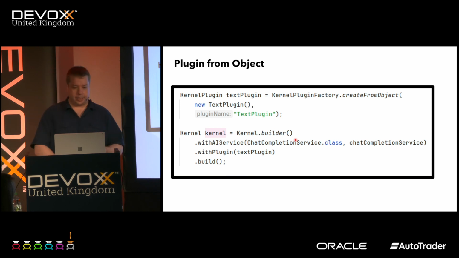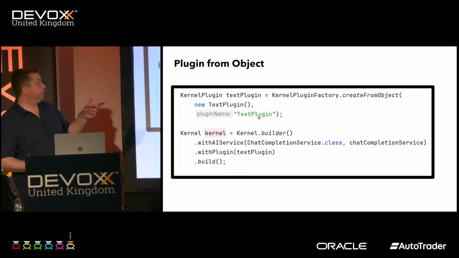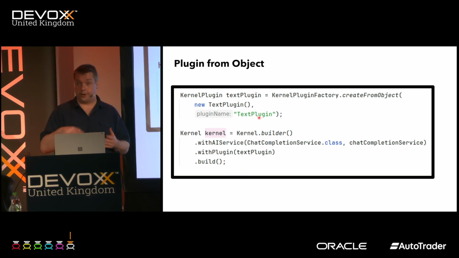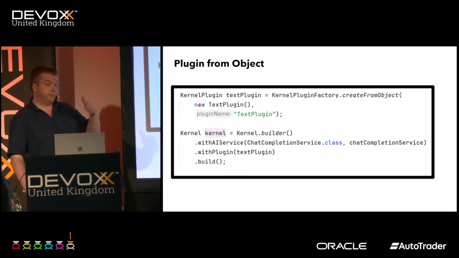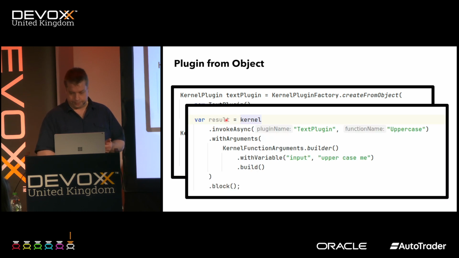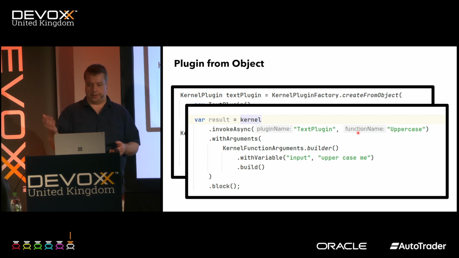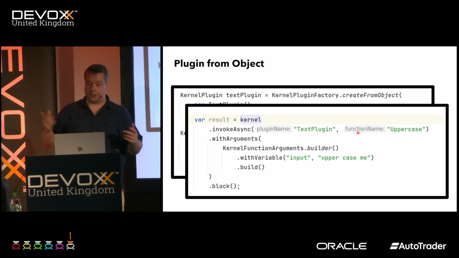So, going about using functions that have been defined on an object. Here we just say new text plugin. This is our object that has a bunch of functions that have been defined on it. When we create from object, we create effectively a collection of plugins. It goes through that object and finds all of the functions available on it, and then we just add them into the kernel. So now they're available for invocation. We can again do invoke async, then var plugin, define our inputs, and it will go away, do the invocation, send the result to AI, and pull the result back.